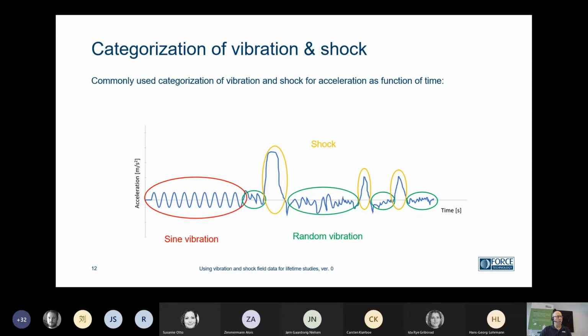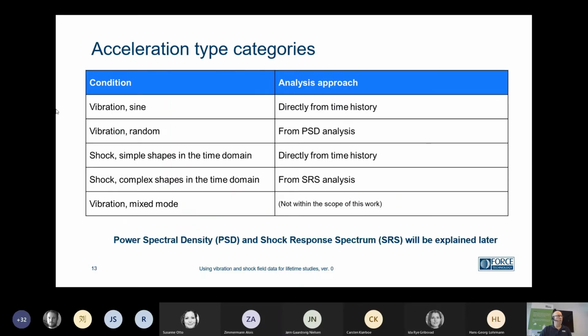I will come back later on to what random vibration is, and we will look into detail with that. Because actually, when we have to analyze this kind of acceleration time history categories, when we have sine vibration, sometimes we can see directly from the time history what is the level and what is the frequency. And we can also make a very simple frequency analysis like FFT or something like that in order to see the frequency content.